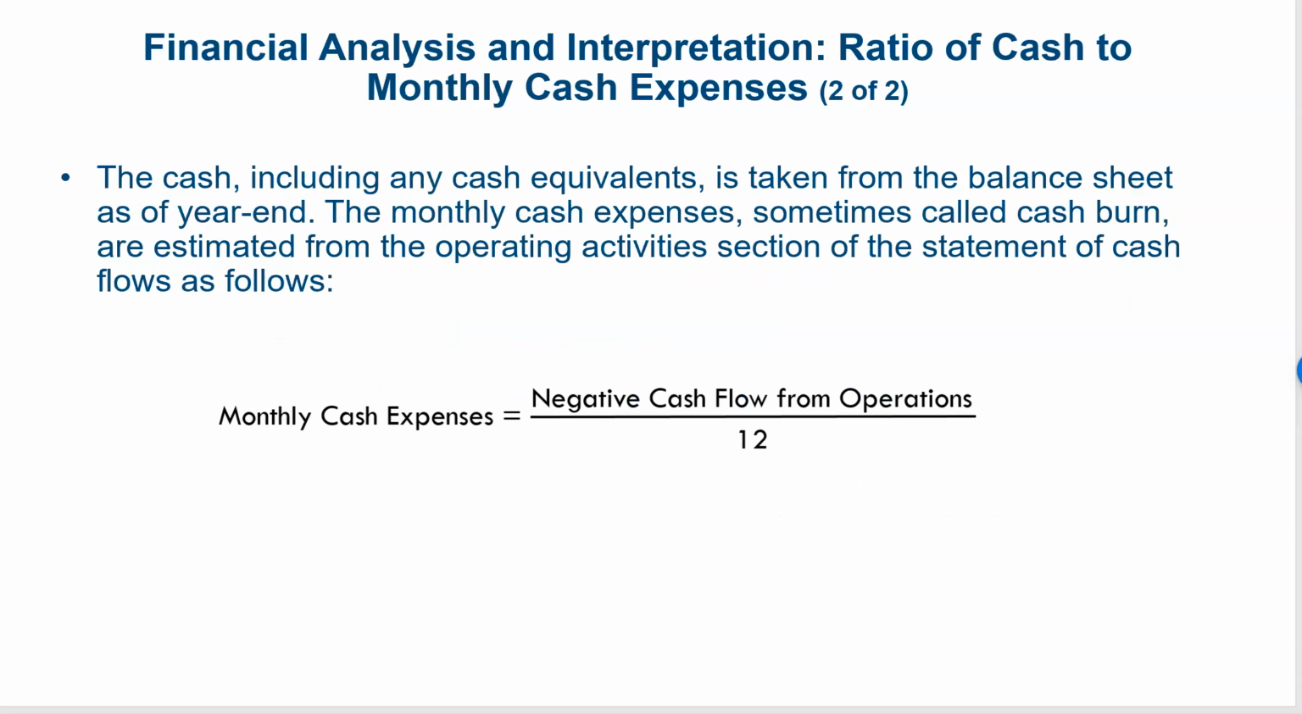So remember, cash includes any cash equivalents, and you can get that from the balance sheet at the year end. The monthly cash expenses, sometimes called cash burn, are estimated from the operating activity section of the statement of cash flows. So you would look at the negative cash flow from operations, that's your operating cash flows, and then divide it by 12. And that will give you your estimated monthly, because there's 12 months in a year.